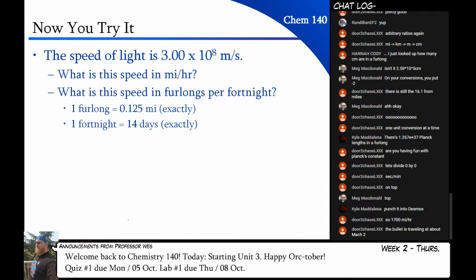Alright, so here you go. Here's the speed of light. The speed of light is 3 times 10 to the 8 meters per second. This is not an exact number. It looks like it is, but it turns out light just happens to go almost 3 times 10 to the 8 meters a second. I want you to turn this speed into miles per hour. And then my favorite unit, furlongs per fortnight. A fortnight is 14 days. So I'm going to give you about 6 or so minutes to do this.